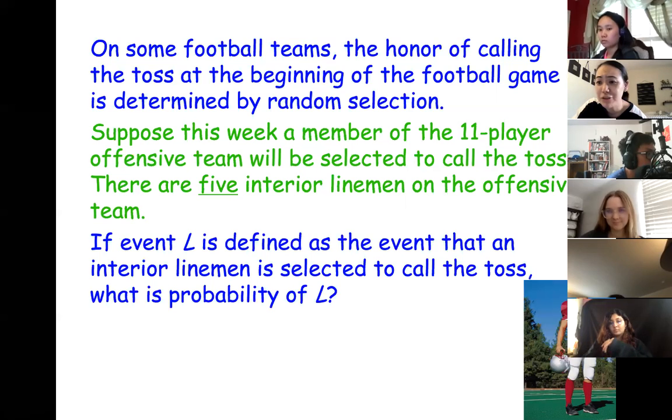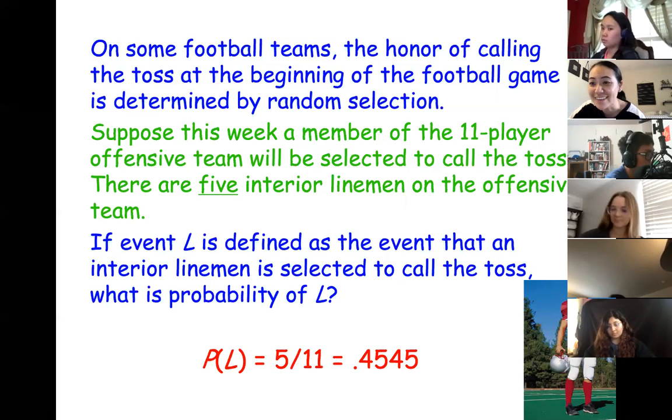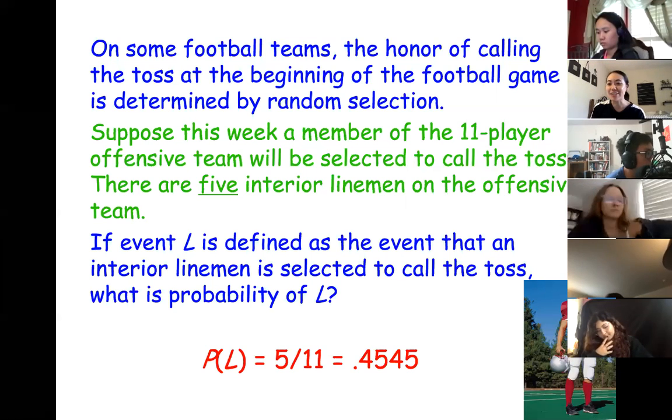All right, thank you, Jonathan. We want to find the probability that an interior lineman is selected. So how many interior linemen do we have? 5. Okay, and then how many total players do we have on the offensive team? 11. So what's the probability? 5 out of 11. Yeah, good. Decimal form is preferred, so 0.4545, or you can put it in percent, 45% works too. All right, that is the classical approach.